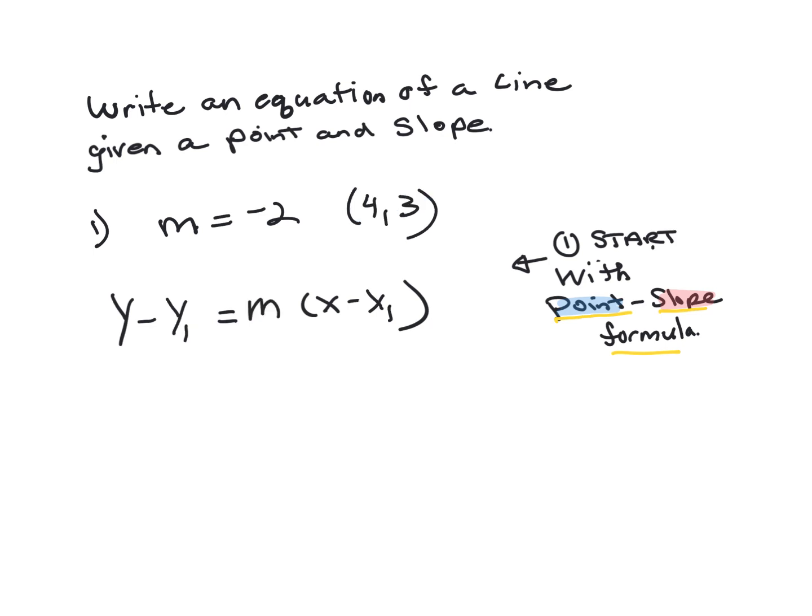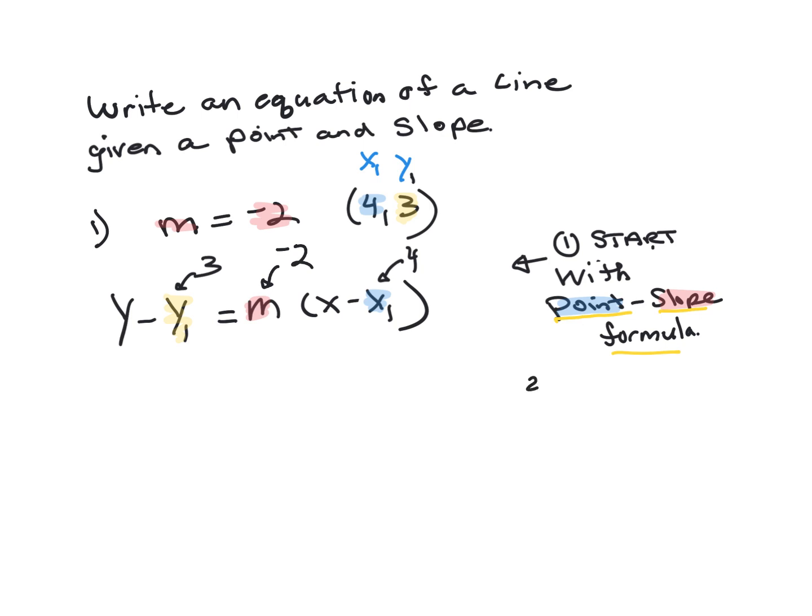So the next thing we're going to do is substitute. So this is your x sub 1 and your y sub 1. So in place of x sub 1, we're going to put the number 4, where the x sub 1 is. So we're just going to emphasize that we're putting a 4 where x sub 1 is. And in place of y sub 1, we're putting 3. And we're putting negative 2 in place of the m. So the m is coming out of the game, and negative 2 is taking its place.